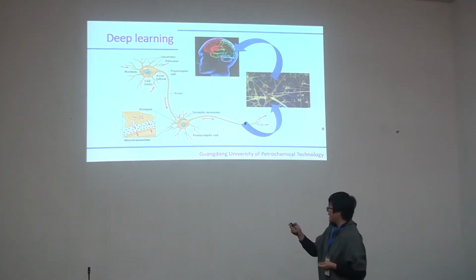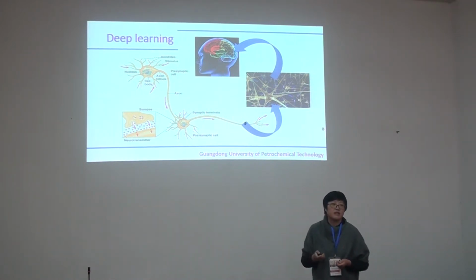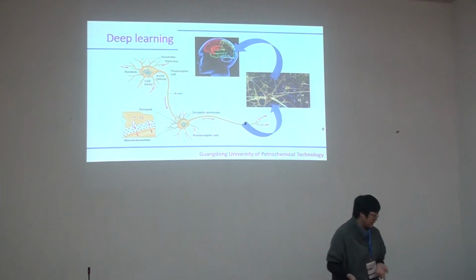I don't know if you understand this one. This is the basic idea of deep learning. Since the strength can be learned and controlled, that means we can just set the value, or we can learn the value during the learning stage.